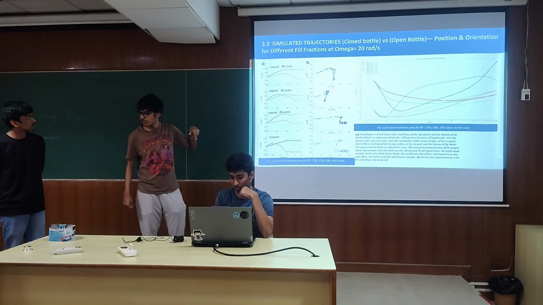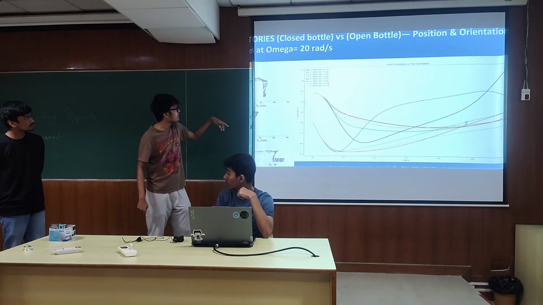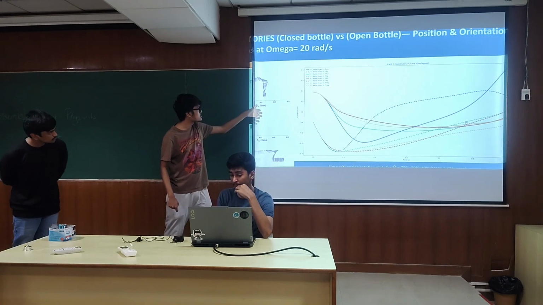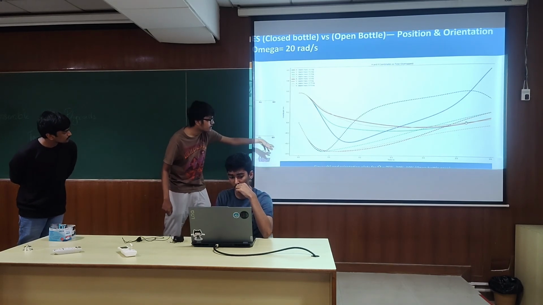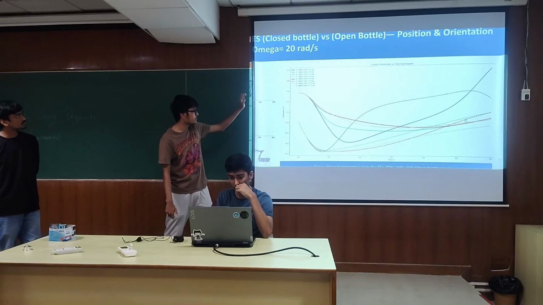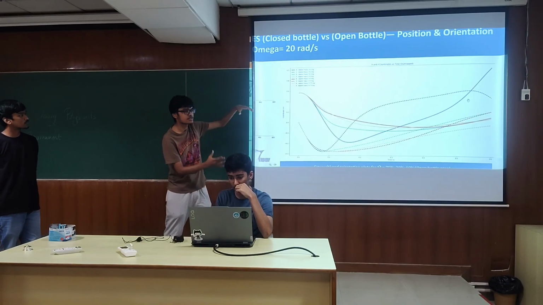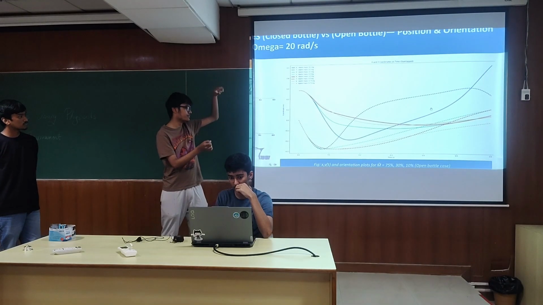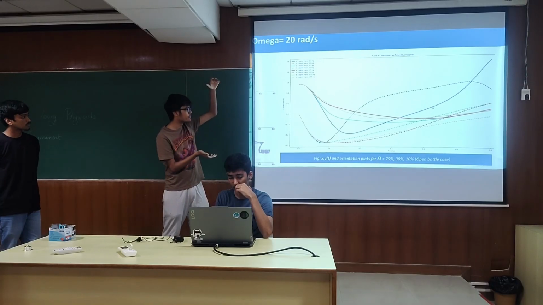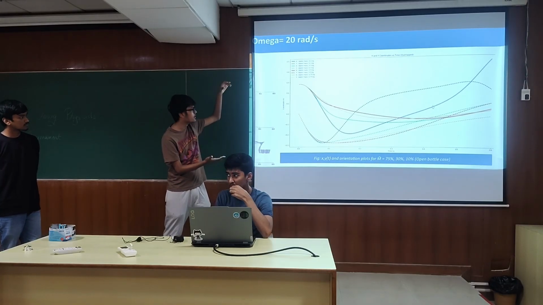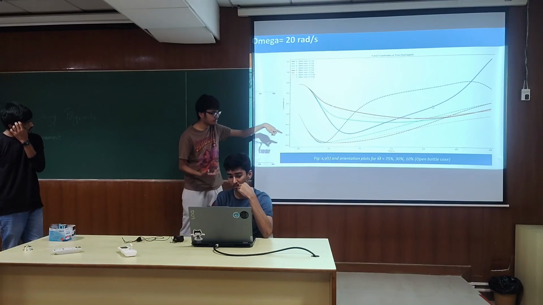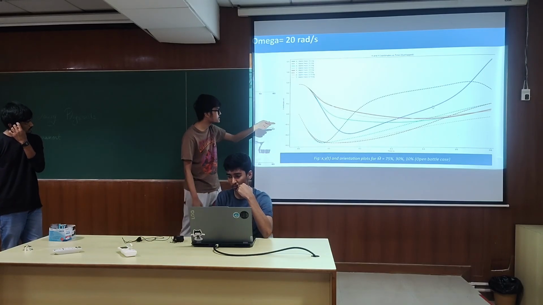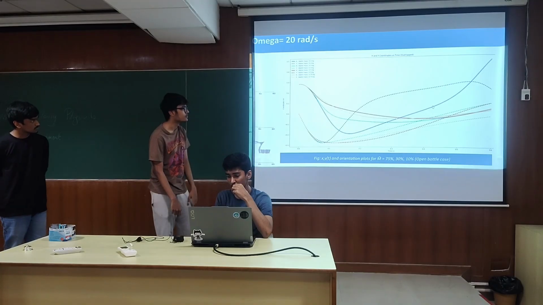Zoom in. Just to mention what the axes are: this axis is the y-axis for the height, and that's the time. This is the calculation of the center of mass, the center of the bottle, the top of the cap, and the bottom of the bottle. There are solid lines at the top, sorry, dotted lines at the bottom of the bottle.